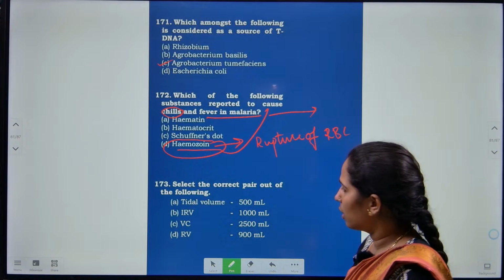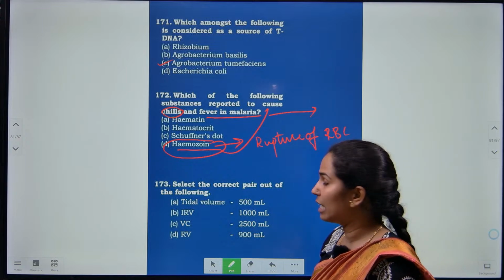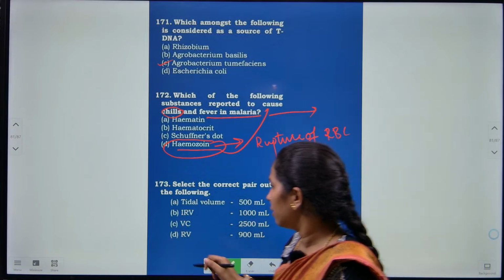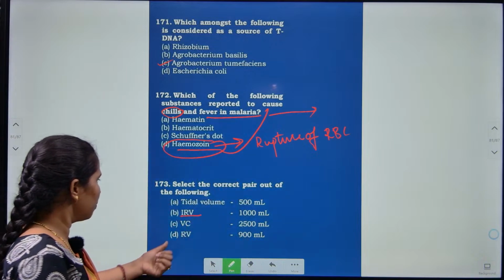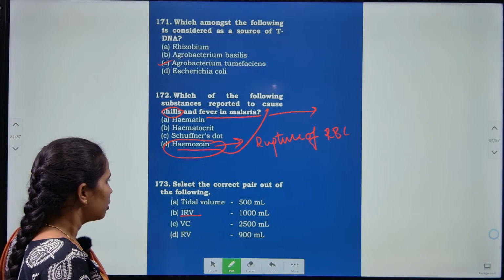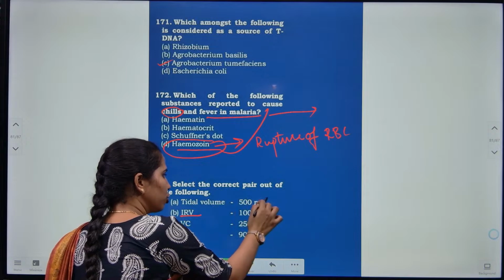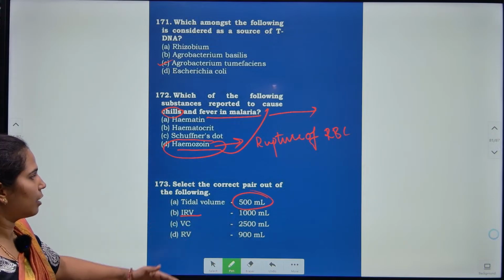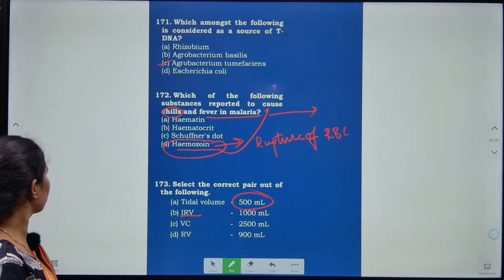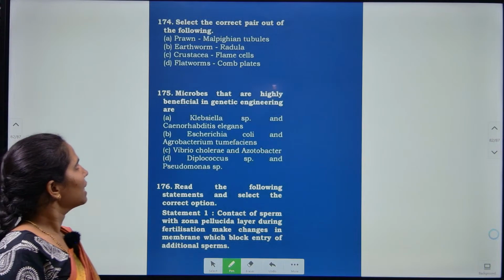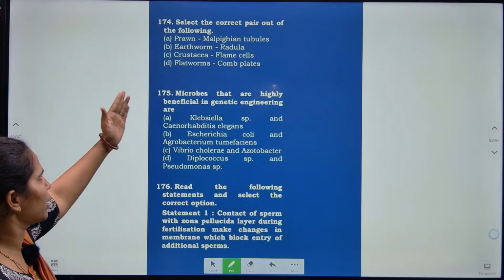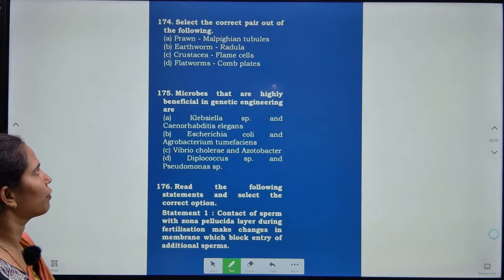Next, select the correct pair of the following. They have given the question on breathing and exchange of gases. So tidal volume, IRV, that is inspiratory reserve volume, VC, vital capacity, and RV, that is residual volume. Which among the following, the tidal volume should be what? It should be 500 ml. IRV, vital capacity and residual volume are not that much here. You just check it once. Select the correct pair out of the following. So prawn belongs to which phylum? They have given some names of organisms and their functions here.